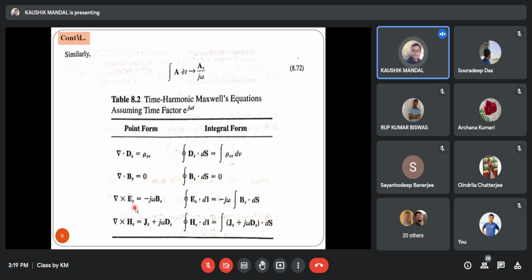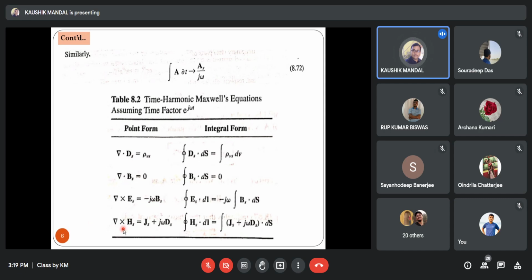Now we know curl of E equal to minus ∂B/∂t. I think you should remember that. Now the time derivative is replaced by jω, so it becomes minus jω Bs. Now you can rewrite this expression, because we know that B equal to μH, so it will become minus jωμ Hs.